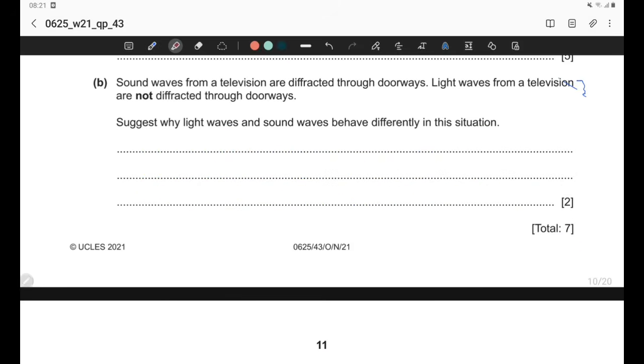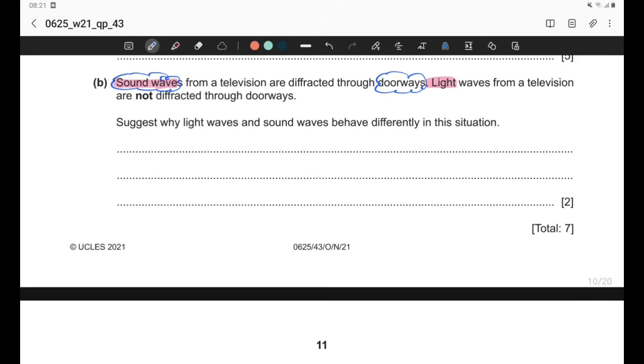Part B. Sound waves from a television are diffracted through doorways. Light waves from the television are not diffracted through doorways. Suggest why light waves and sound waves behave differently in this situation. So here the question mentions that the sound waves are diffracted through doorways, but light waves are not diffracting through doorways. What is the reason?